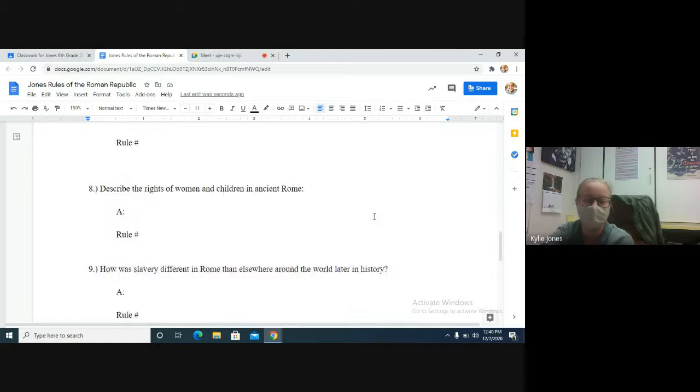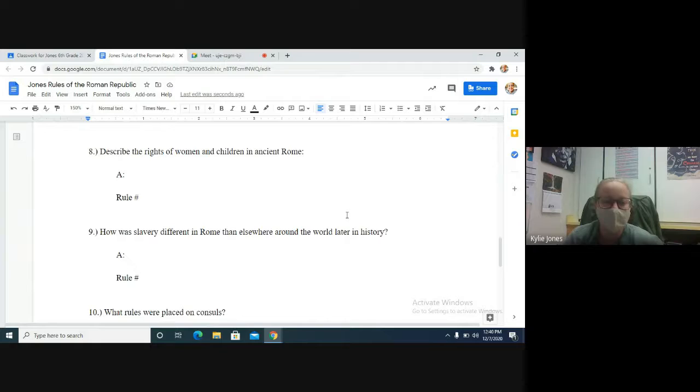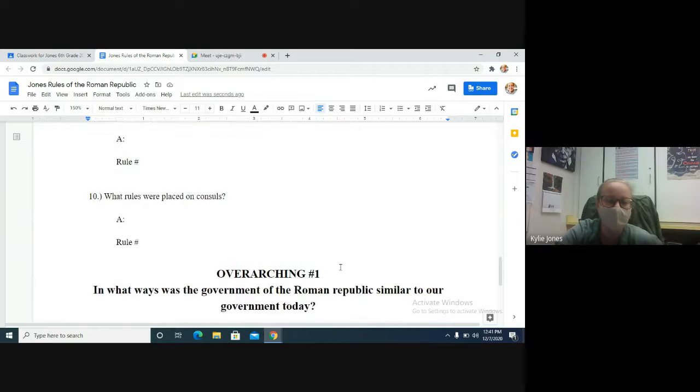Number 8, describe the rights of women and children in ancient Rome. Did they talk about that yet? Not yet. Number 9, how was slavery different in Rome than elsewhere around the world later in history? Not yet, nope. And number 10, what rules were placed on the consuls? Did they talk about that? They did talk about consuls, but I'm not 100% certain that they've talked about all of the rules on the consuls. So we're going to leave that one blank for now.